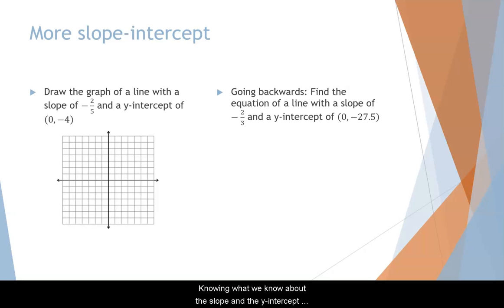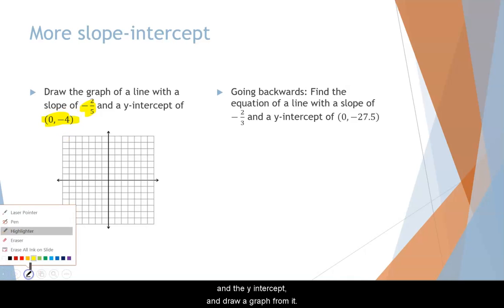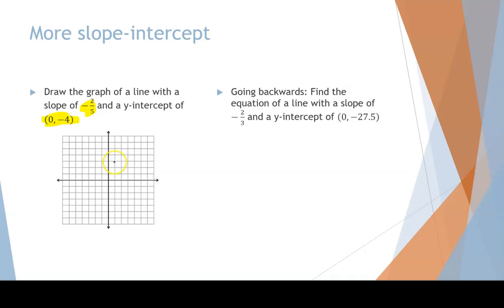Knowing what we know about the slope and the y-intercept means that we can take just information like the slope and the y-intercept and draw a graph from it. We begin at the initial value at the y-intercept, which is (0, -4). And then I see the slope is -2/5. This negative sign can go with either the numerator or the denominator.